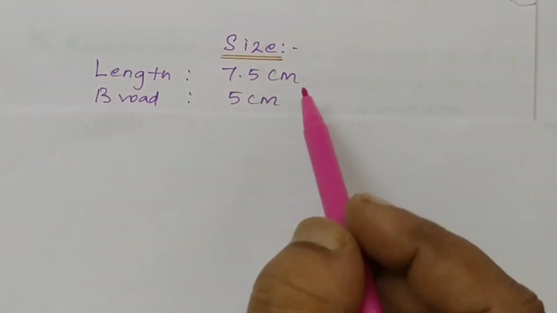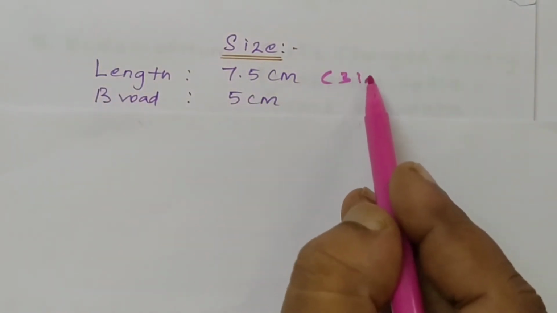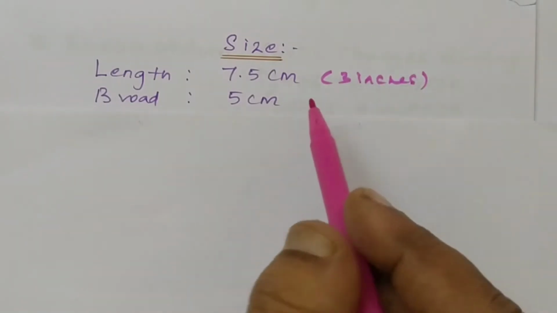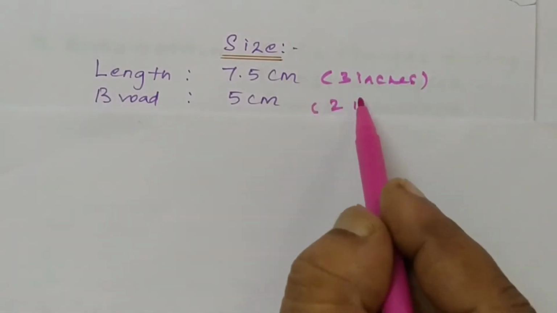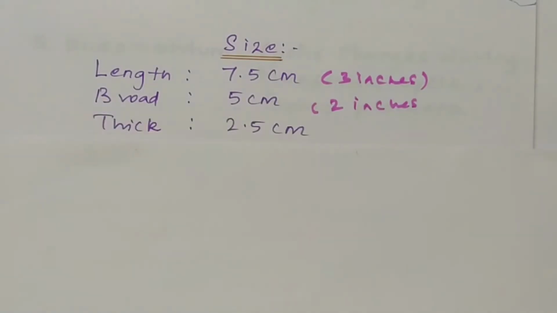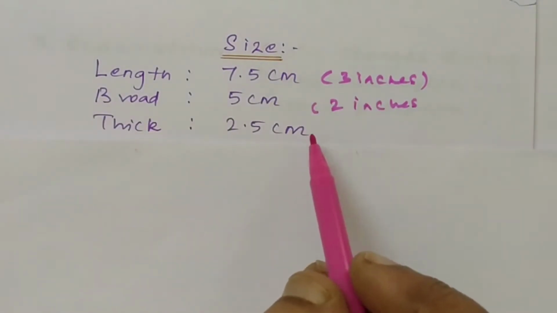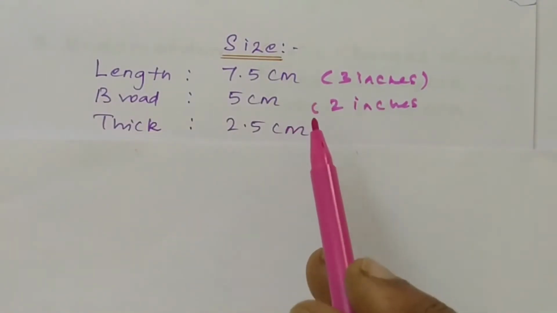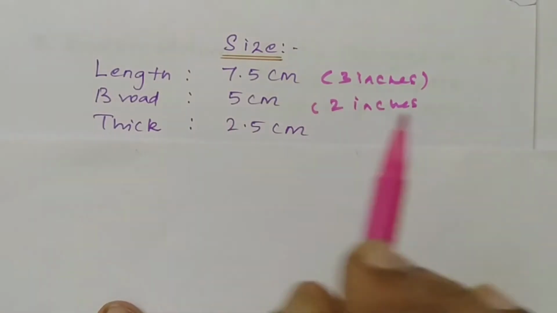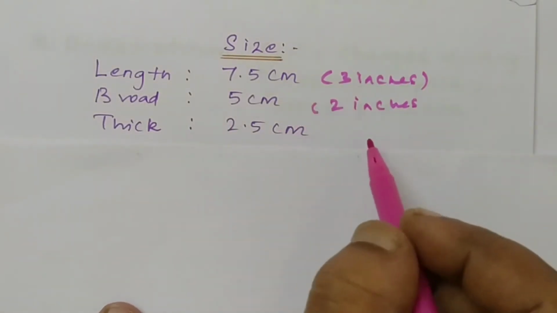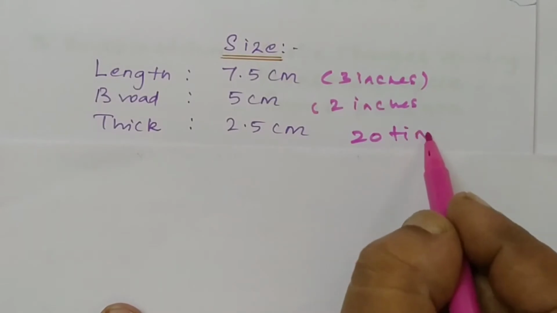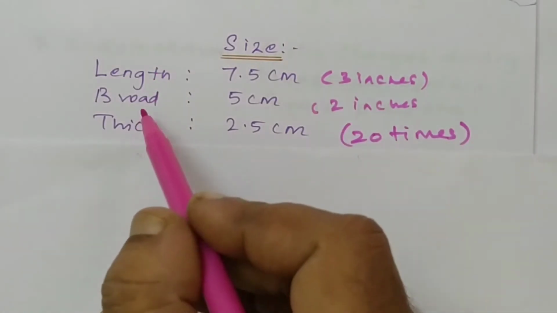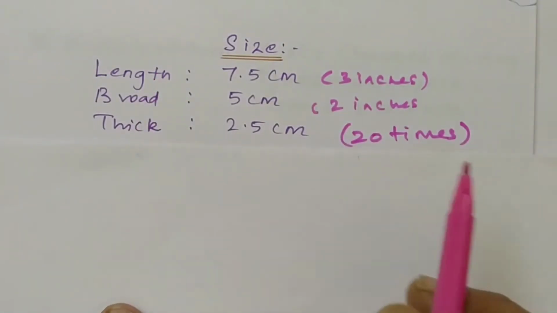The size of the uterus: the length is 7.5 centimeter, the width 5 centimeter, approximately equal to 3 inches and 2 inches respectively, and the thickness 2.5 centimeter. This is for the empty uterus. At the time of pregnancy, it has a tendency to expand up to 20 times. The length, width and thickness may all increase up to 20 times.